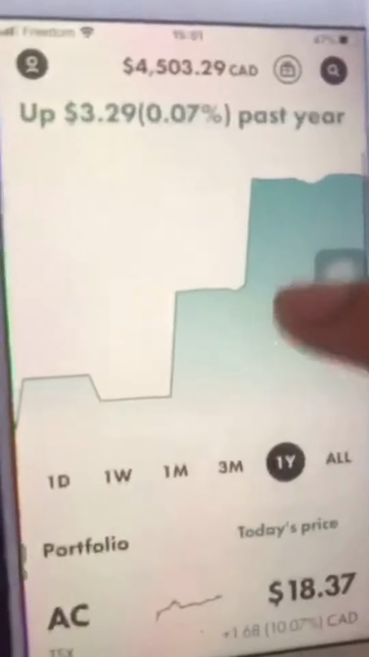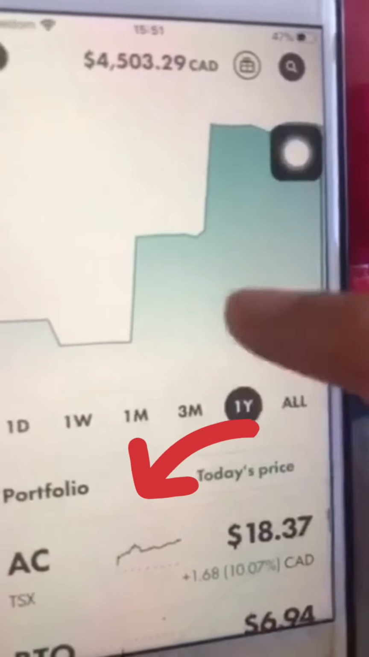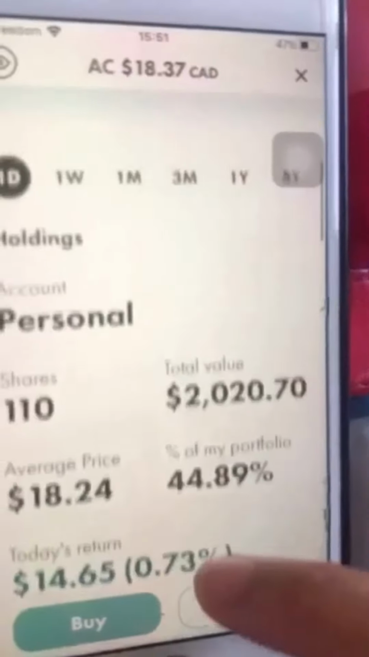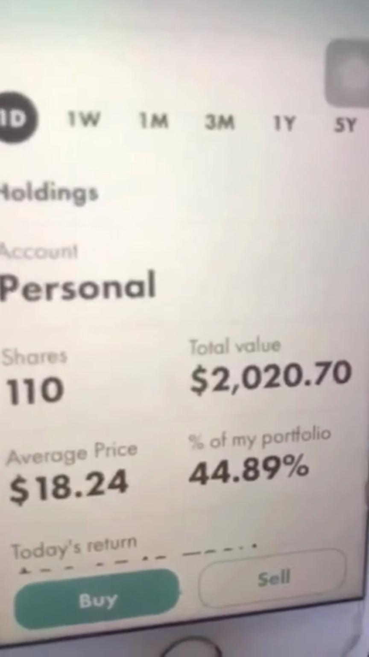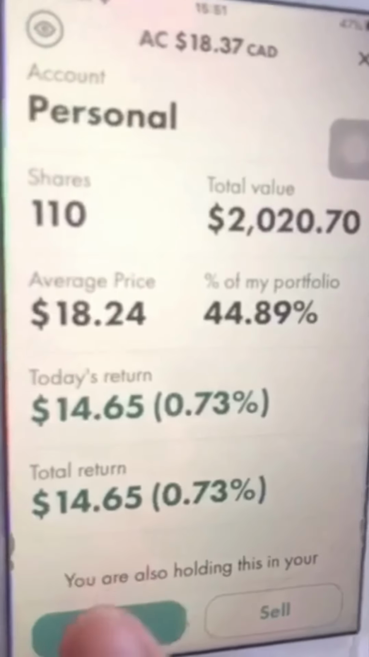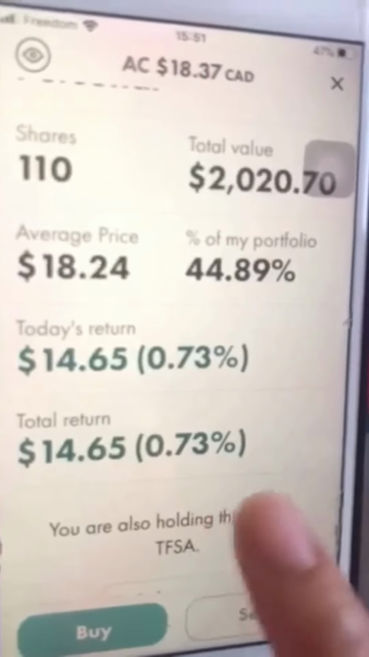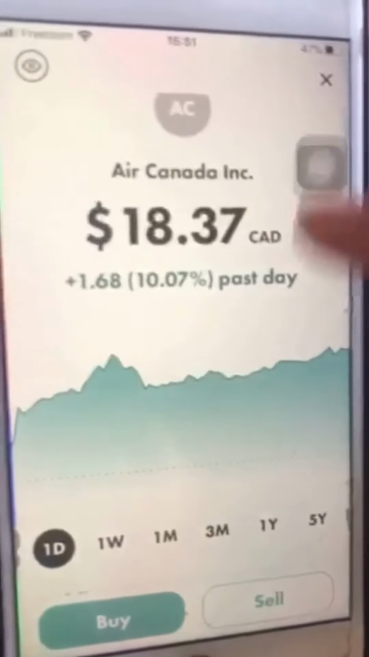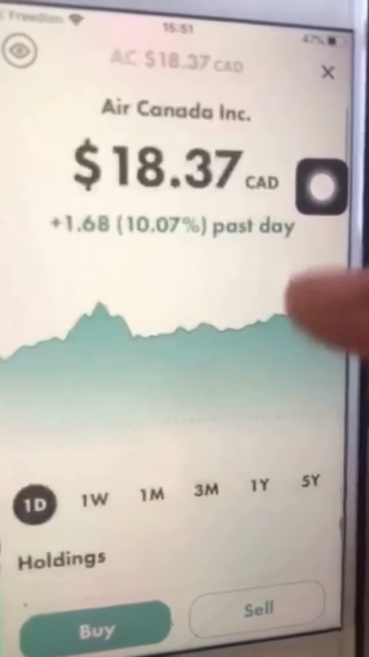Then once you have that, you go back to your portfolio, and from your portfolio, the Air Canada would be there. So in my portfolio, I bought Air Canada today, and right here I bought 110 shares today, and I bought it at 18.24. And because it went up to 18.37, my return for the day is $14.65. So it went up by 0.73%, and I still have the shares of Air Canada, and I'm planning to hold this for a few days or a few months before I sell it.